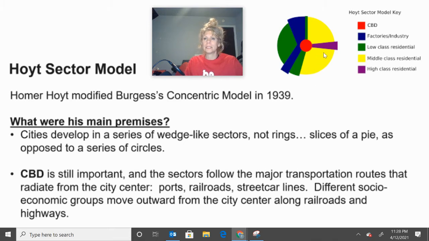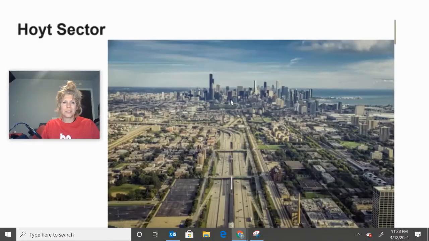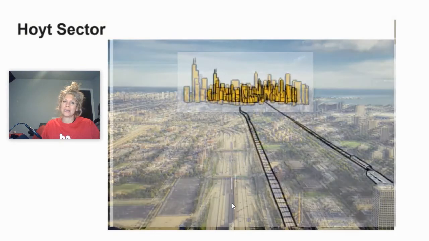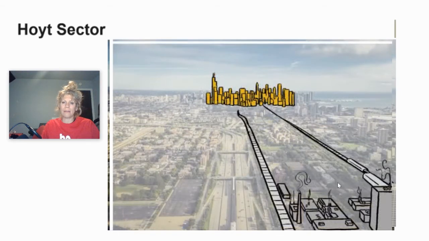Okay, so let's look at this a little bit deeper. So this is a Hoyt sector model. You can see really clearly this is going to be our central business district. And what we start to see is one of those sectors branch out. And guess what, guys? It's developed along a major highway system. Again, our central business district, and then this sector is going to develop, and it's going to have your industry sector down here at the bottom.